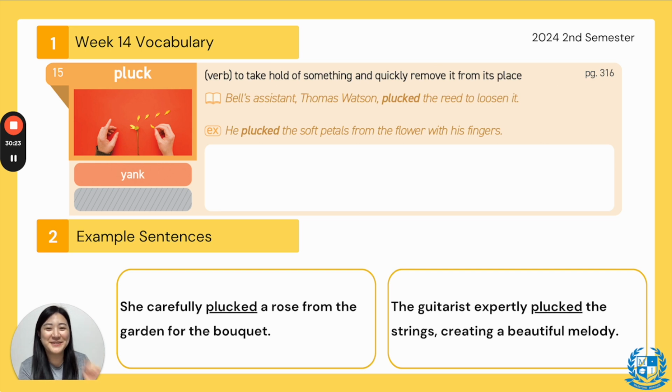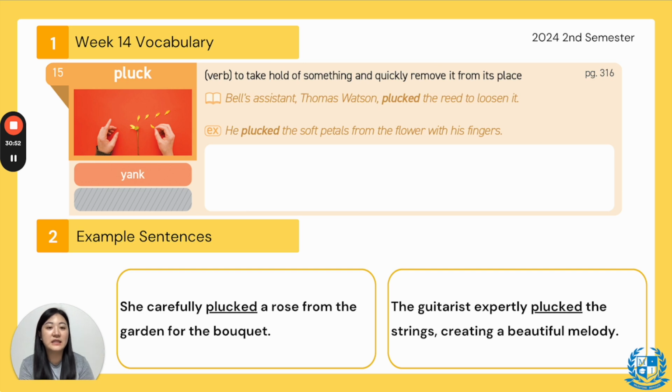Next one, let's read together. 1, 2, 3. He plucked the soft petals from the flower with his fingers. I used to do this too. Does he like me? Does he like me not? He likes me. He likes me not. And I would pluck all the flower petals, just for fun. Here, it says she carefully plucked a rose from the garden for her bouquet. So she's making a flower bouquet and she finally just plucked one rose out of the garden.